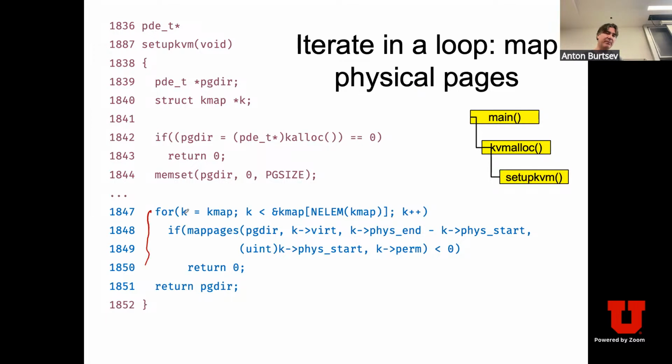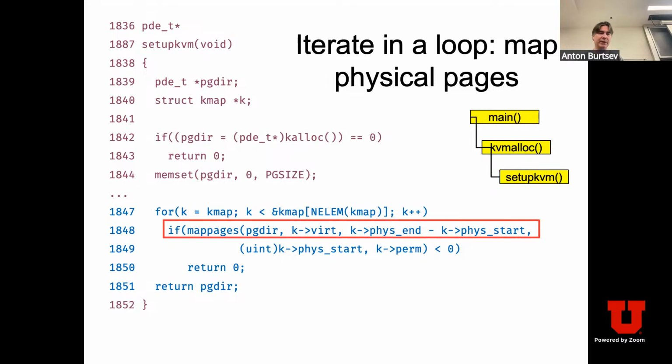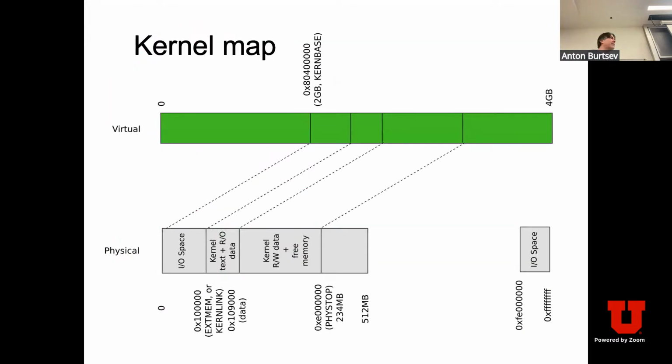We represent memory regions as a kernel map, kmap, and it's defined as an array. Elements of this array are data structures which have a virtual address, a physical start address, and physical end. If we subtract, we'll have a size. And we will be using this map pages function, which will be mapping pages from each region. Just to dive down a little bit, we will represent the address space as 4 different regions.